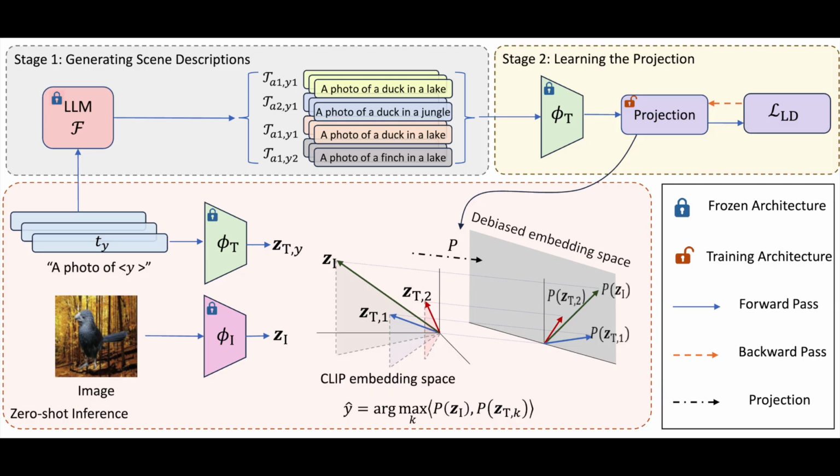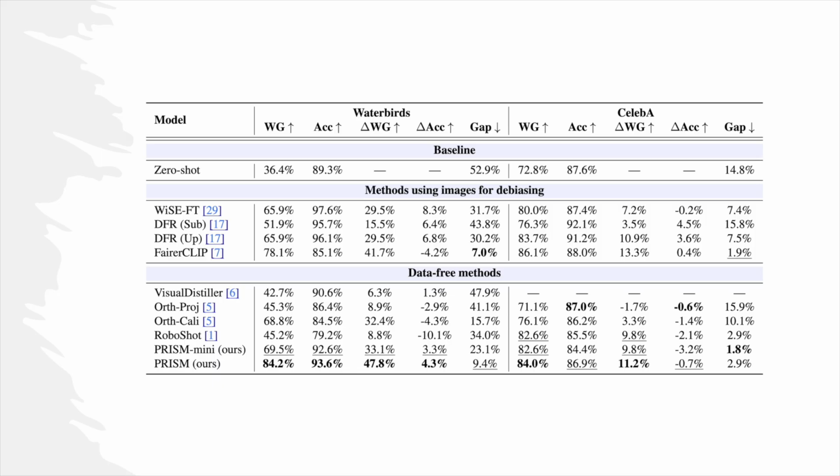We also introduce Prism Mini. Instead of learning P, we encode the bias attributes and apply a simple orthogonal projection to remove them from the space. It requires no optimization and is useful when compute is tight. We evaluate on Waterbird and llm-guided using zero-shot CLIP, reporting overall accuracy, worst group accuracy, and the gap between them, since lifting the worst group is the primary goal in debiasing.